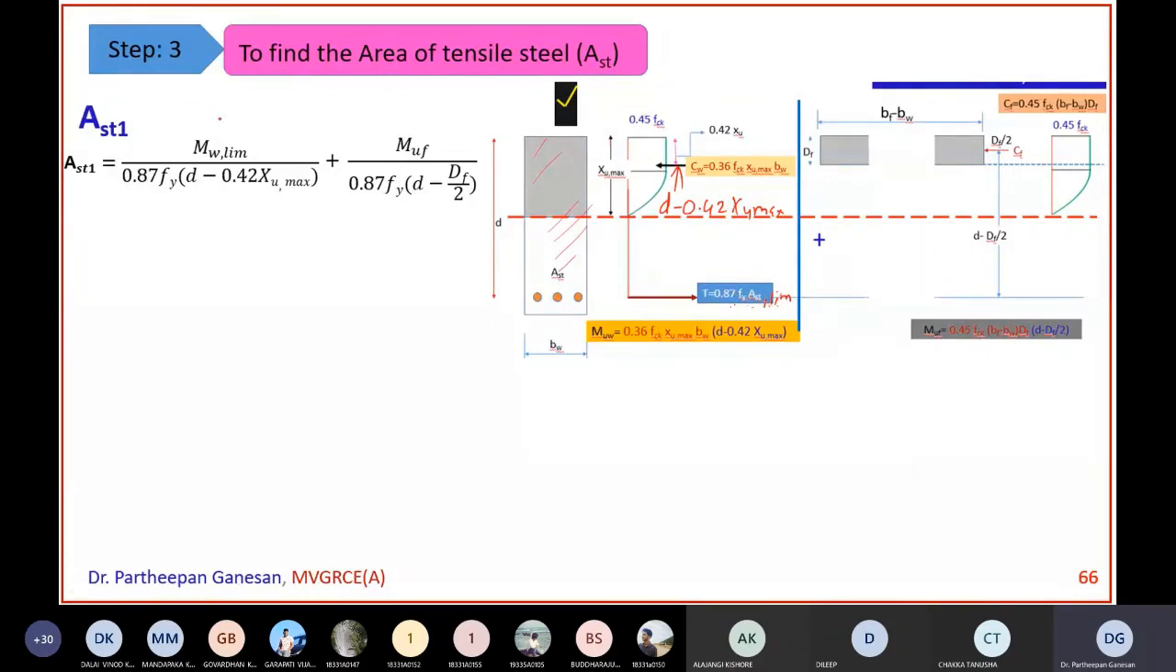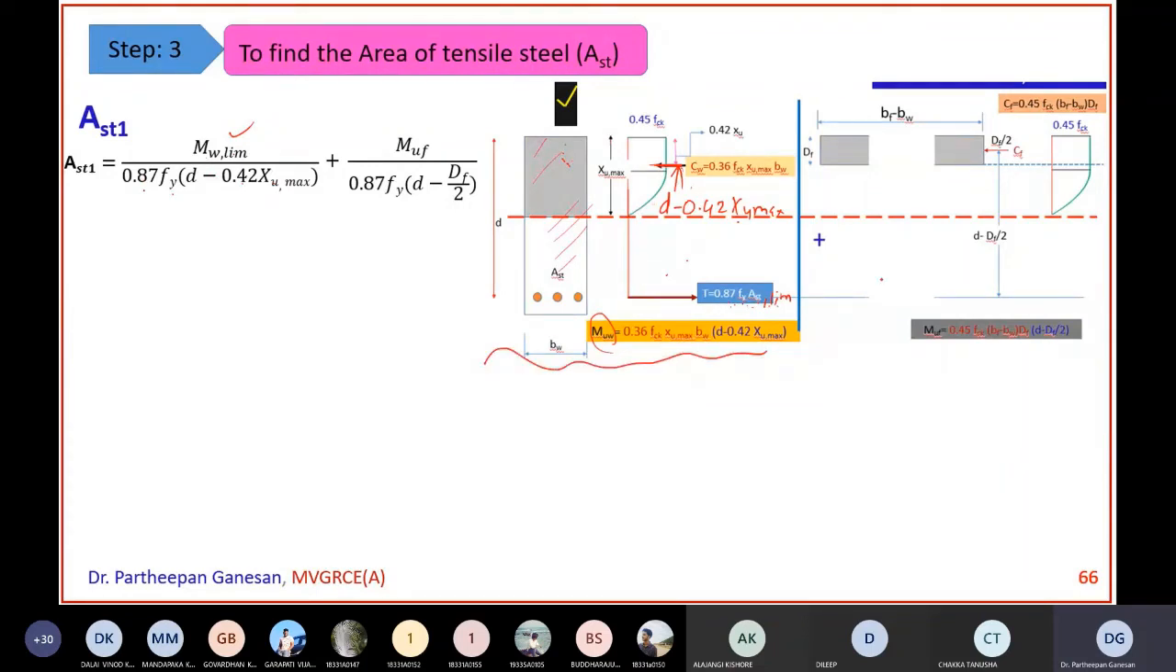How will you find it if you take moments about this point? You can write 0.87 fy into Ast limit into d minus 0.42 xu limit is equal to Mu w limit. So Ast1 is Mu w limit divided by 0.87 fy into d minus 0.42 xu max. This is for this portion.